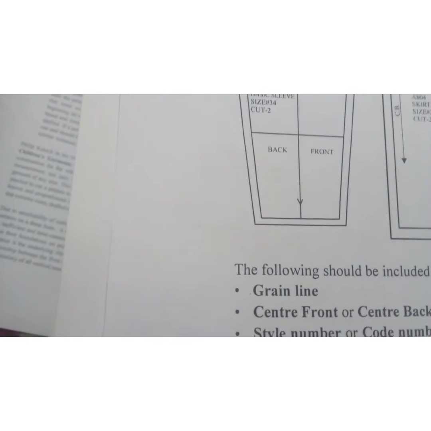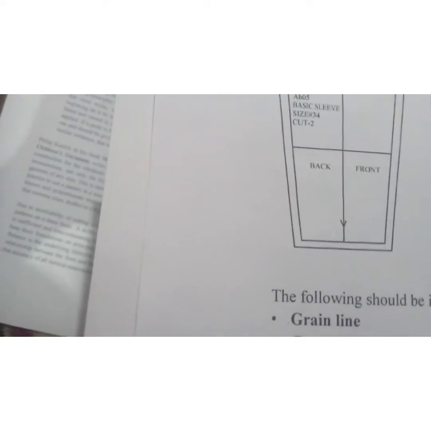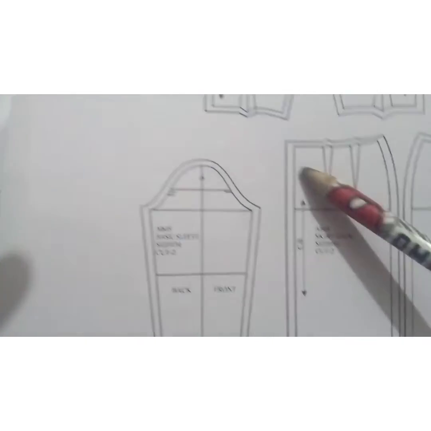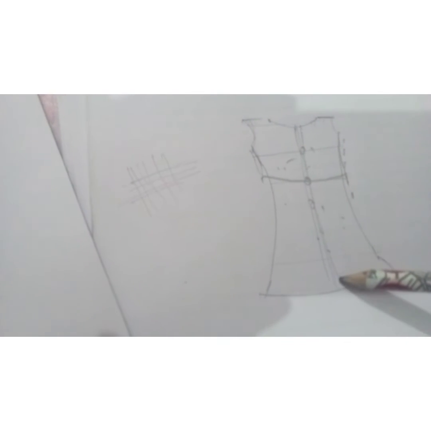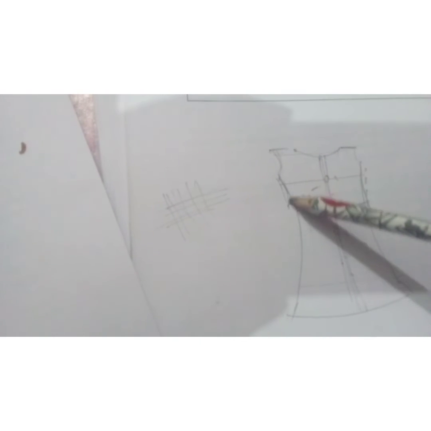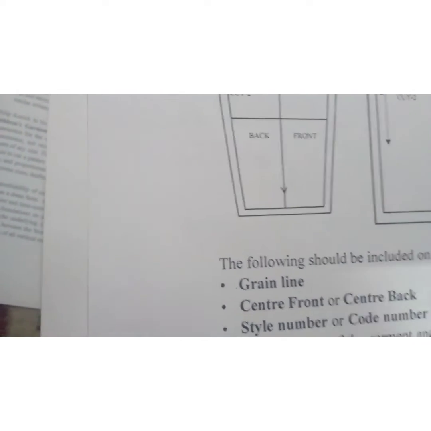For every pattern, the middle portion you have to maintain, that is the grain line. It means you cannot change the patterns, otherwise the garment will not hang properly. Okay, center front and center back. What is center front? Here in the skirt pattern, this is center front. Center front is in the middle, and on the back side is center back. And this is your side seam. This is the side seam. So you can understand center front, and center back means the center line of the back.